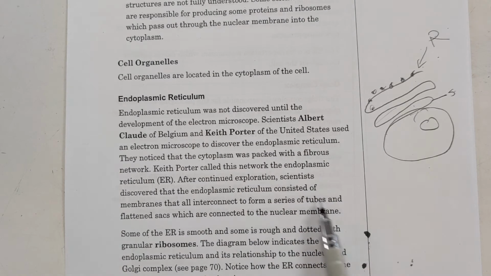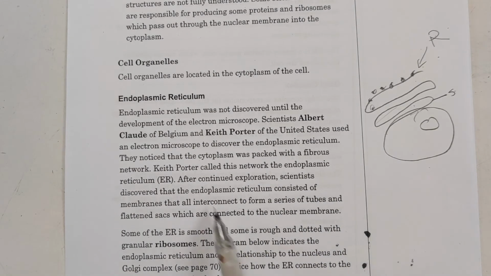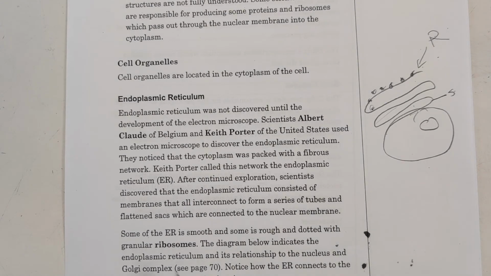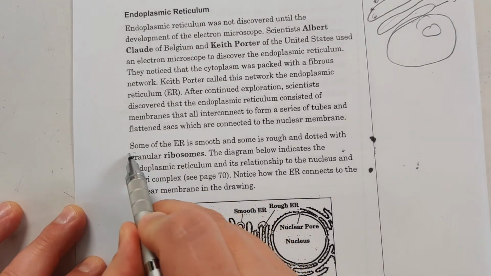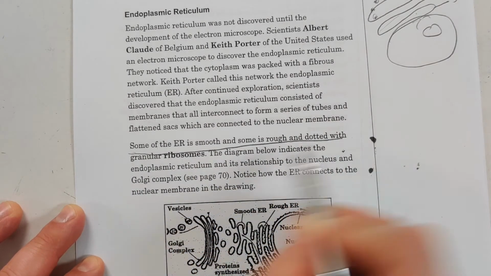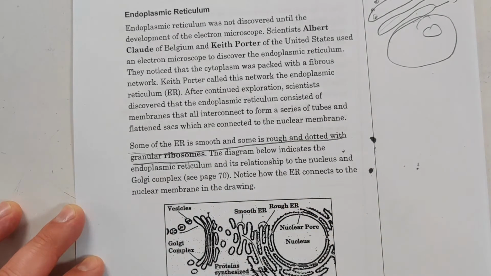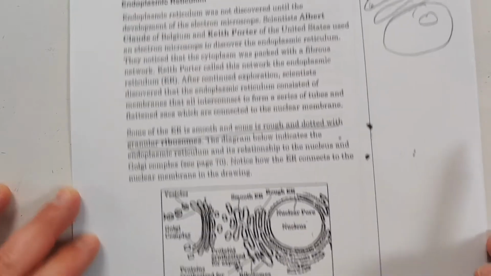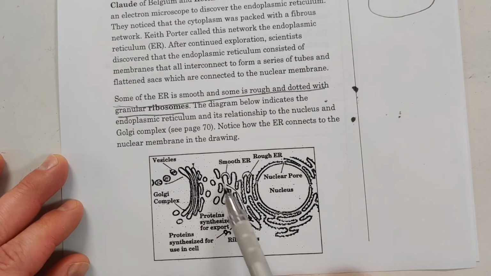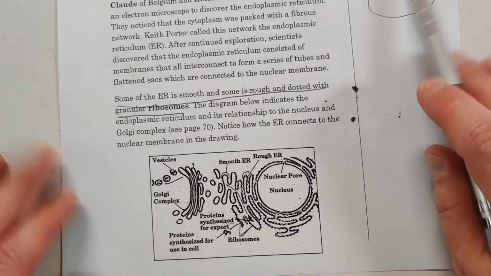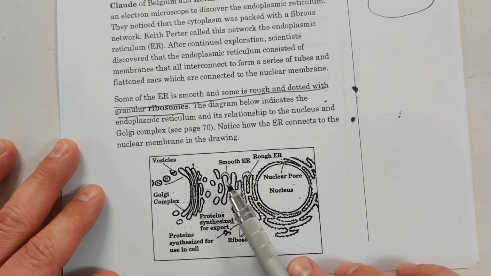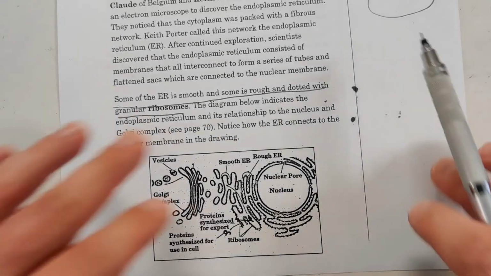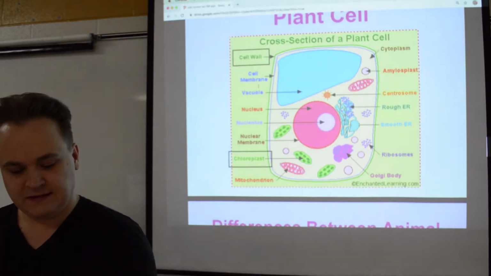History, that's okay. Let's see. What could we say that is the most important? This is important right here. Some of the ER is smooth and some of it is rough, dotted with ribosomes. So you can see very clearly, smooth ER, rough ER. I might have had that a little backwards up here, but you can see if there's dots on it, it's rough ER. If it's no dots, it is smooth ER. Let's flip along.